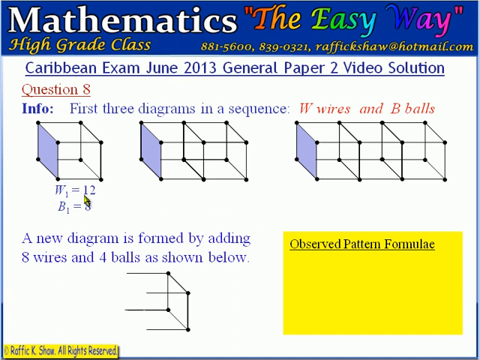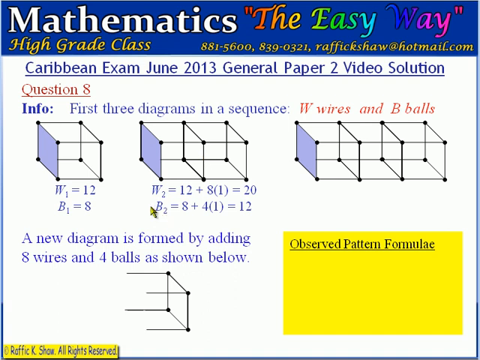So in the first diagram there are 12 wires and 8 balls, and the second diagram is obtained by adding 8 wires and 4 balls. And so we can come up with a formula for the second diagram. The number of wires in diagram 2 is 12 from the first diagram plus 8 times 1. 1 is the number of times that this was added. So the result is 20. So it's 12 wires from the first diagram plus 8 wires that was added once, hence the 1 here. Total is 20 wires in this diagram.